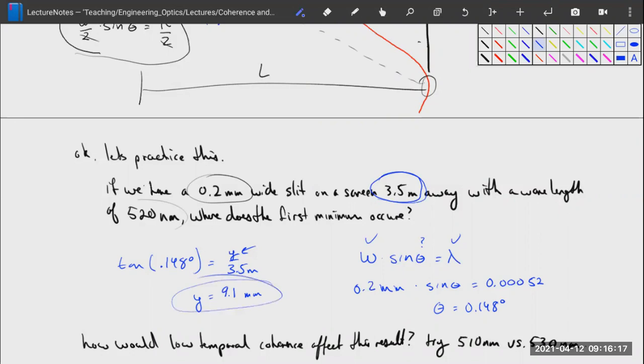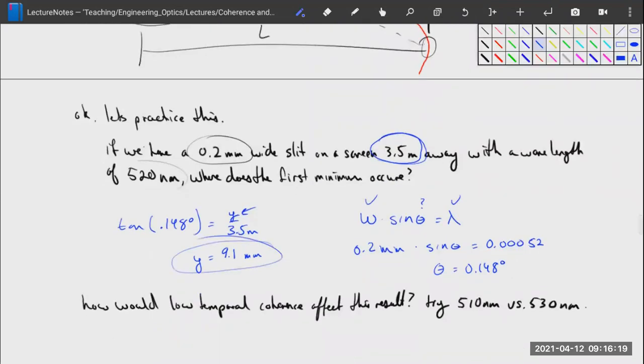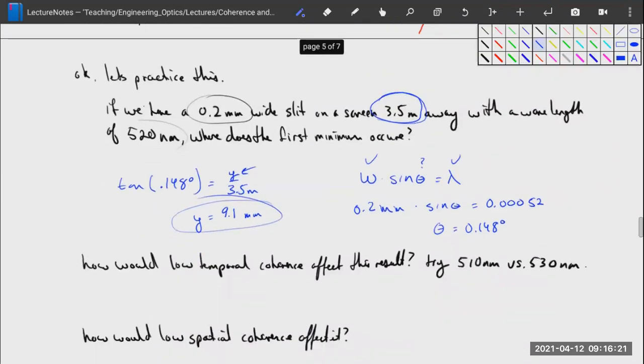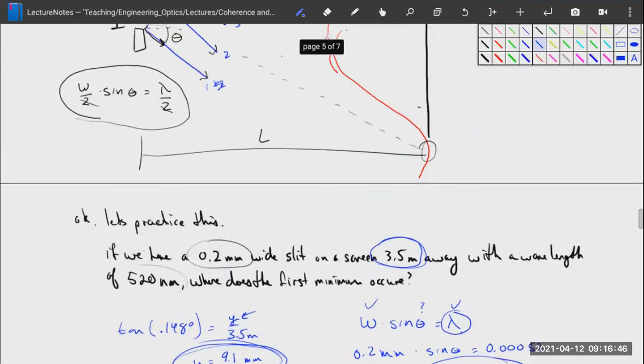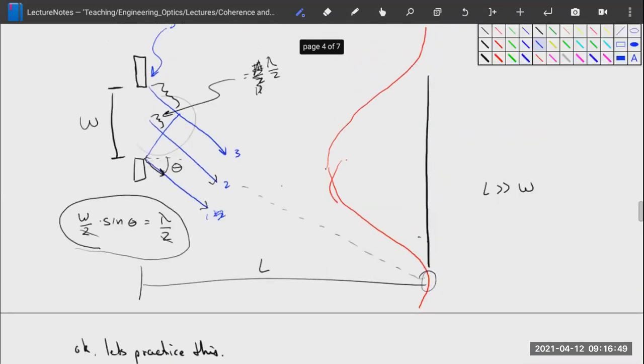So this pattern is pretty small, like I said, but it's really important because it's really good for demonstrating how coherence matters. If we have low temporal coherence, let's say we have both 510 nanometers and 530 nanometers light, what's going to happen? Well, lambda is going to change, right? If lambda changes, then our angle changes. And if the angle changes, then the location of our first minimum changes. So what ends up happening is we end up getting a blurry image.